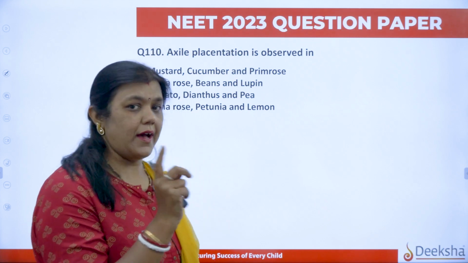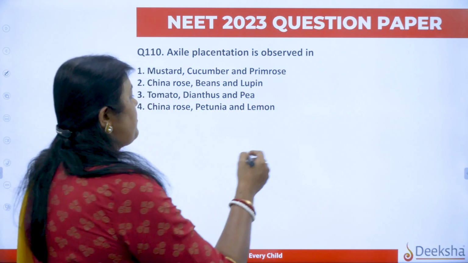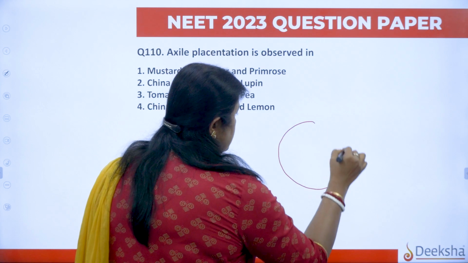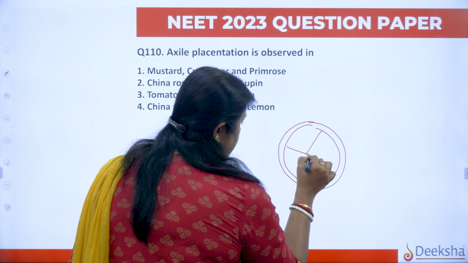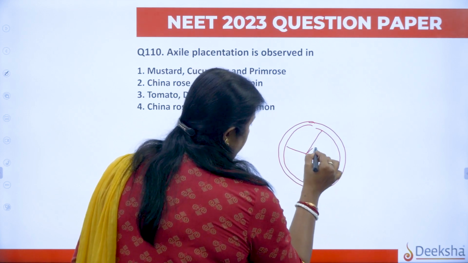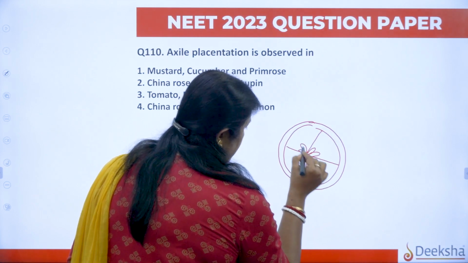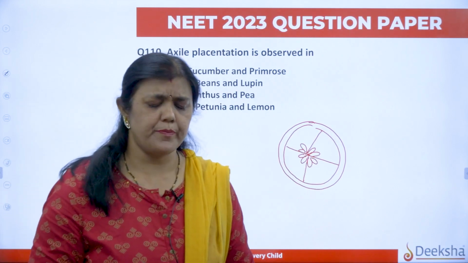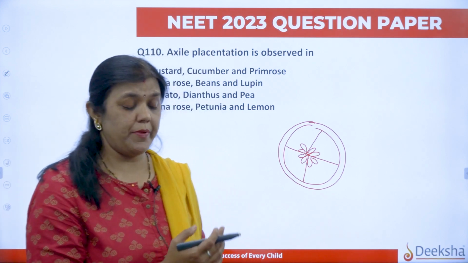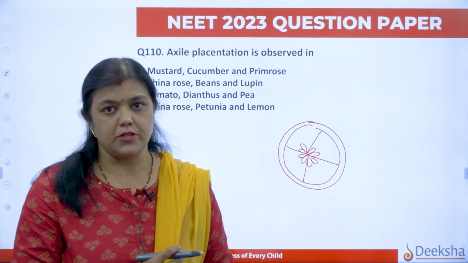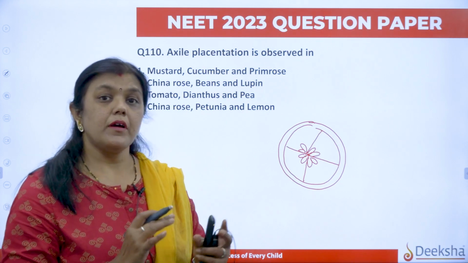Here specifically they are asking for axial placentation. What do you mean by axial placentation? You will see the placentation like this, and you will see the presence of the ovules in this pattern, right? Now this is the pattern of axial placentation. There are another 3 more. You will be seeing the marginal one, you will be seeing the parietal one, you will also be seeing the free central one.